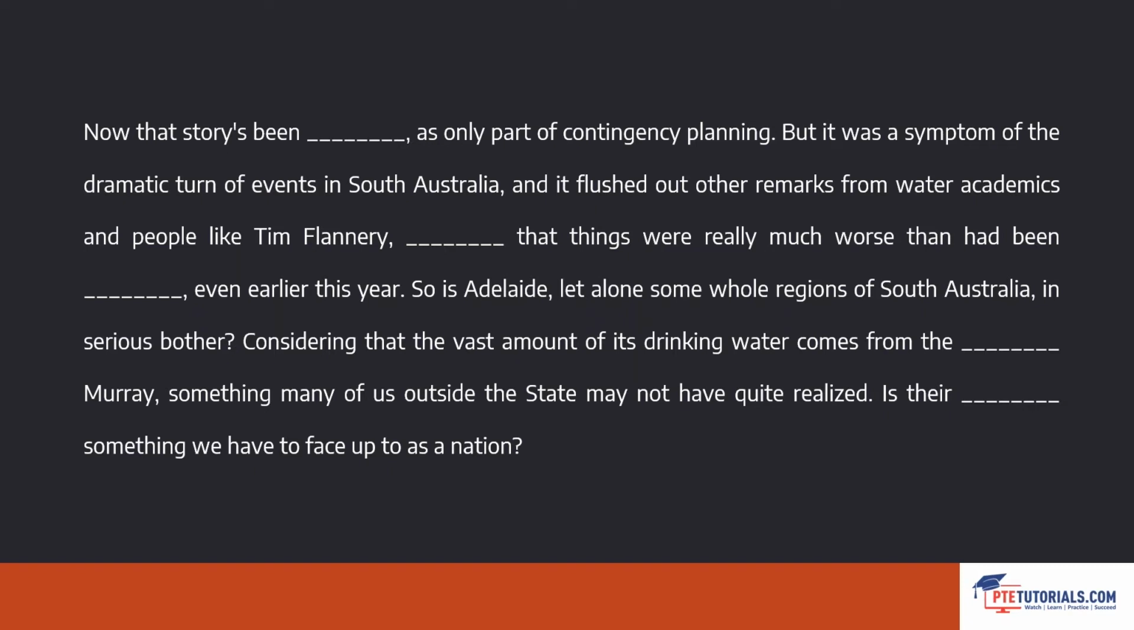Now that story's been scorched, as only part of contingency planning. But it was a symptom of the dramatic turn of events in South Australia, and it flushed out other remarks from water academics and people like Tim Flannery, indicating that things were really much worse than had been foreshadowed, even earlier this year. So is Adelaide, let alone some whole regions of South Australia, in serious bother? Considering that the vast amount of its drinking water comes from the beleaguered Murray, something many of us outside the state may not have quite realized. Is their predicament something we have to face up to as a nation?